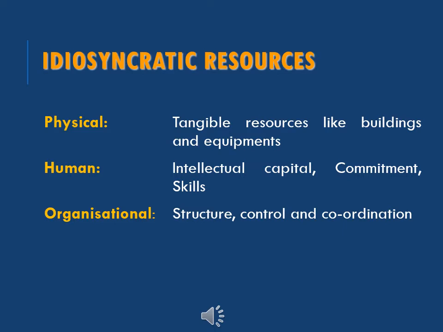The third one is organizational resources, where we are looking into man-made things in the organization. So it's not physical and it is not human, but it is things like the structure of the organization, a control system an organization can have, or the way we coordinate things in our organization.